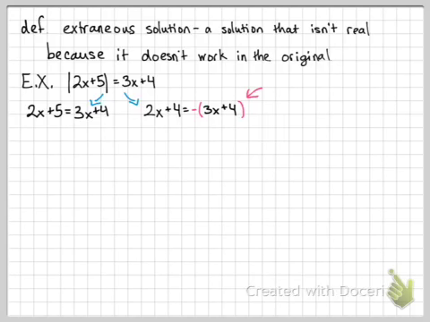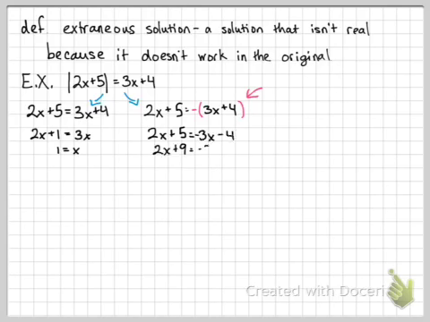Alright, I think we're ready to solve both of these. So 2x plus 1 equals 3x, or 1 equals x on the left side. Now on the right side, you may have noticed my mistake. It's erasing itself. There we go.